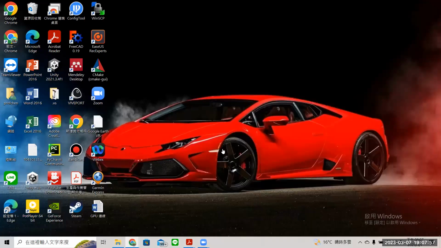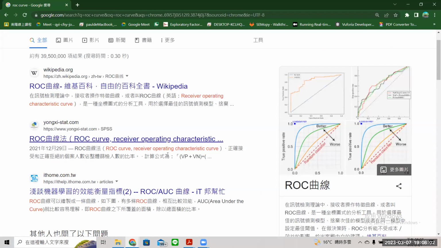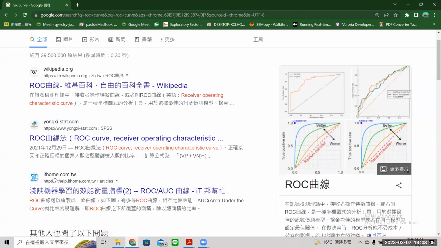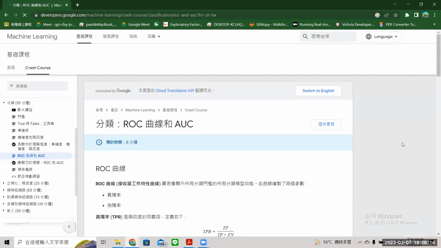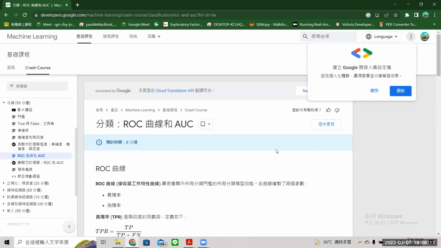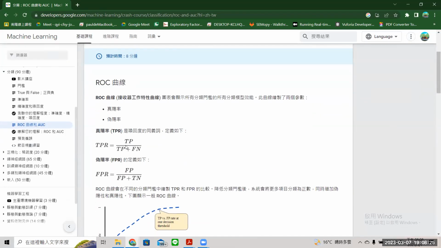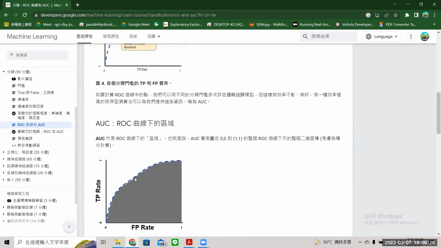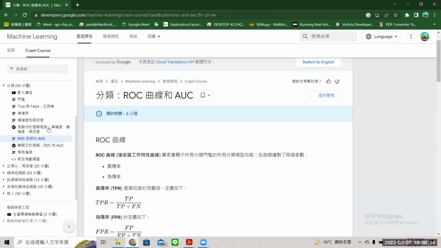Okay, ROC curve. Its full name is receiver operating characteristic curve. It's a very popular way. In the ROC curve definition, sometimes you will see it translated to Chinese automatically. The function is just like this. If you are interested in this field, you can read more about the detailed formula and how this comes from.